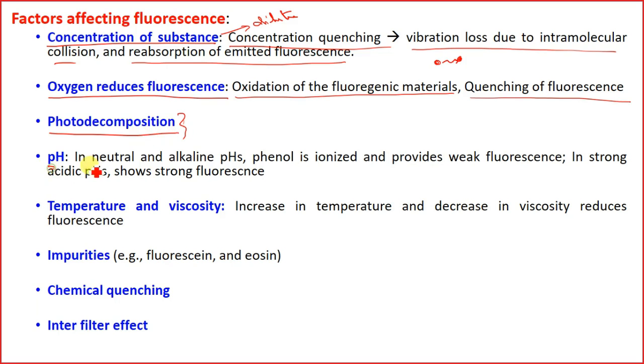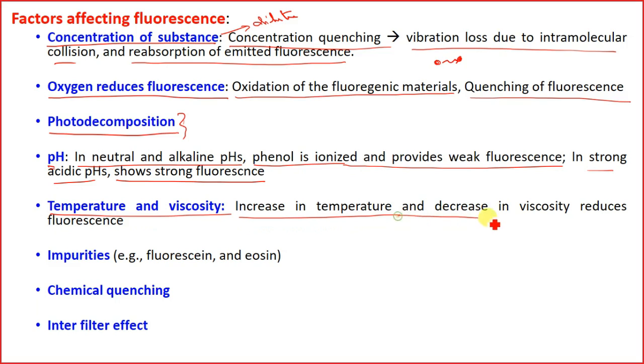Okay, pH. In neutral and alkaline pHs, phenol is ionized and provides weak fluorescence. However, in strong acidic pHs, phenol shows strong fluorescence. Then temperature and viscosity. Increase in temperature and decrease in viscosity reduces the fluorescence. When there is an increase in the temperature or you are reducing the viscosity, then the fluorescence will decrease.